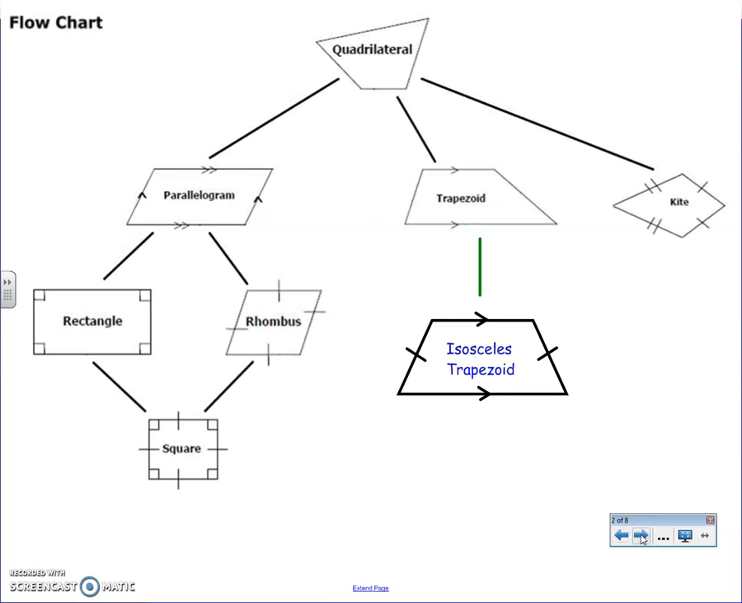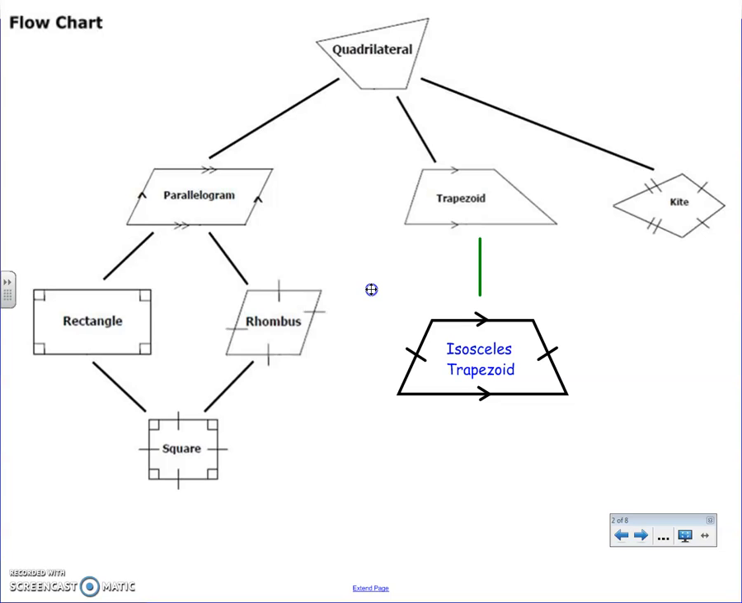So back to our flowchart. Quadrilaterals, we finished the left side. We're now going to do the middle and right branches, the trapezoid and kite, and actually add one more. Add this shape, the isosceles trapezoid, and it comes from a trapezoid. It's just a special type, and I'll talk about that in a second.